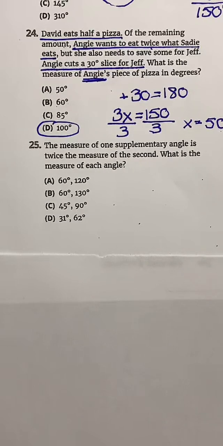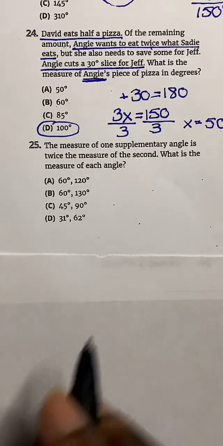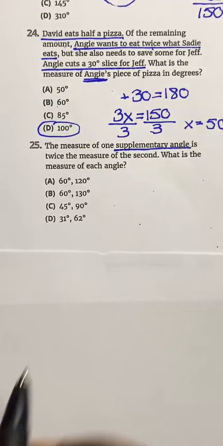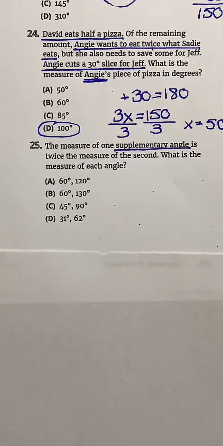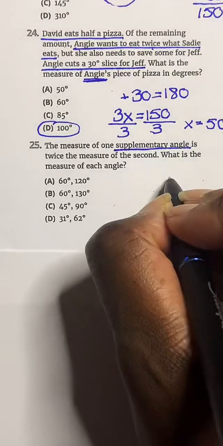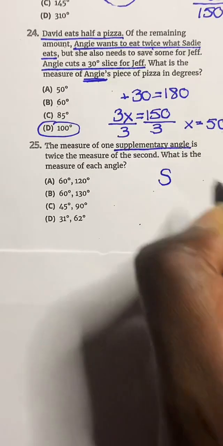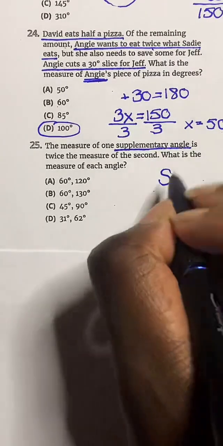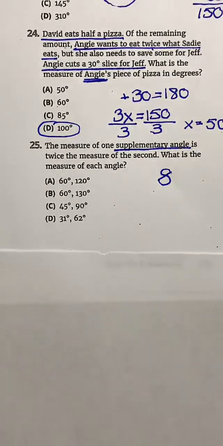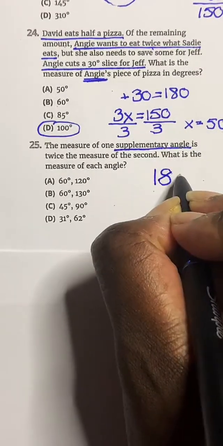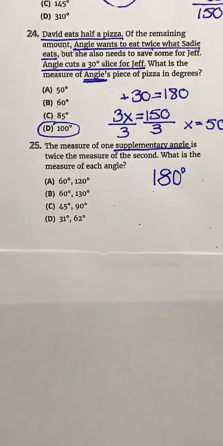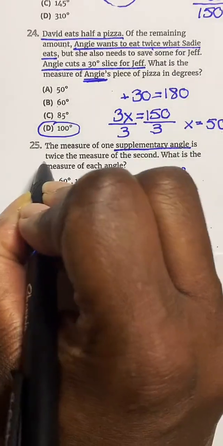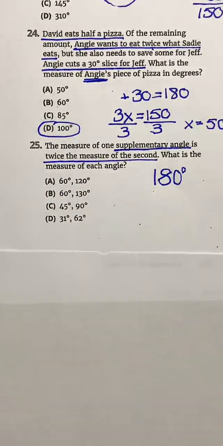All right, so here is the key for this one. First off, we need to know what supplementary means. Supplementary begins with a capital S. If I can close out these two endpoints with a segment, that S will turn into an 8. So that gives me the reminder that supplementary angles is 180 degrees. So there's two angles here. One of them is twice the measure of the other.